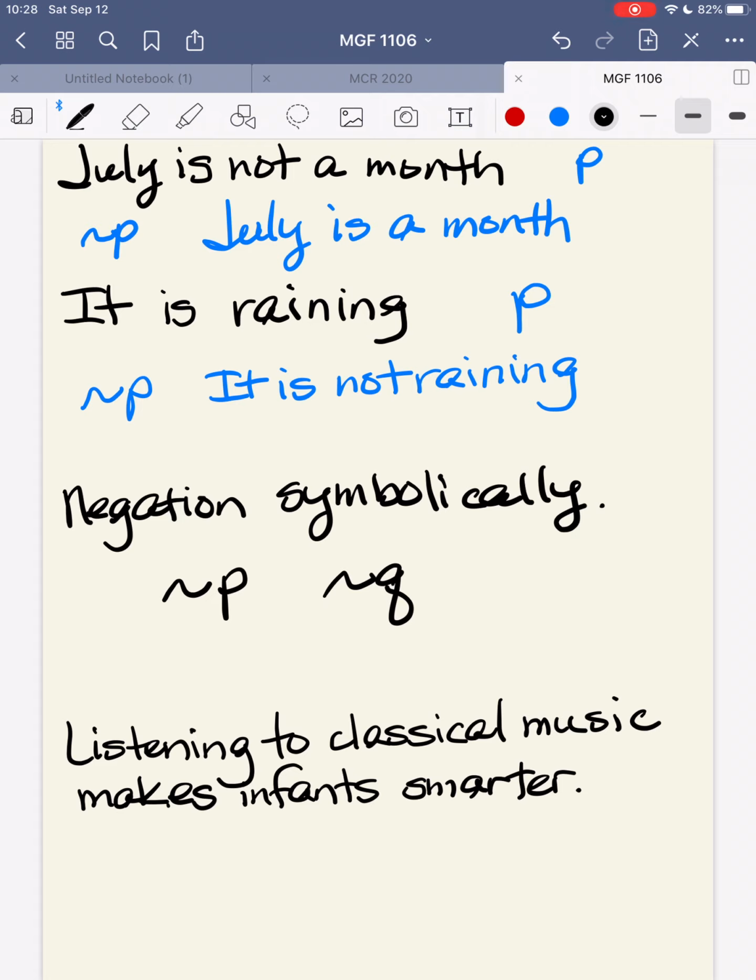Last example on this kind of thing: listening to classical music makes infants smarter. I am asked to find my not p. That means this statement is my p, and I need to write my not p in words because it's not given to me. You may be asked to pull it out of a string of multiple choice. My not p in this case would be listening to classical music. That part is not going to change.